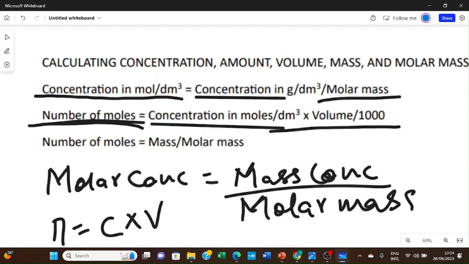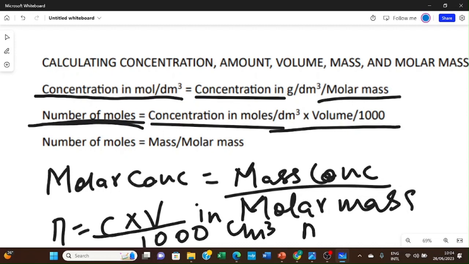Times V, which is the volume in dm cube, over 1000. The volume can be in dm cube, but it can also be in cm cube. If the volume is in cm cube, divide by 1000. But if the volume is in dm cube, we just say n is equal to C times V.